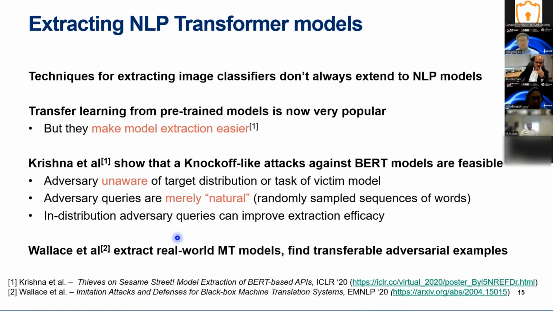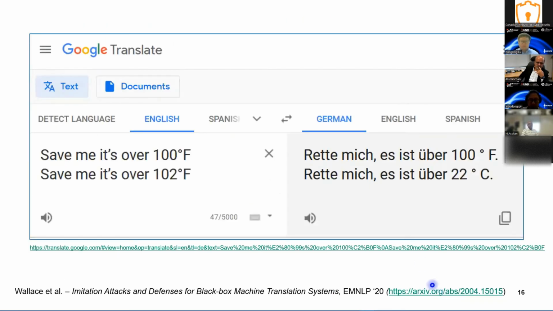There have been papers that showed natural language processing models can be stolen. One of them, this last one, actually was able to extract Google Translate. They didn't make the extracted model available, but they used it to find an adversarial example, again, against Google Translate. And I'll show you this adversarial example. You don't have to know German to see what the adversarial example is.